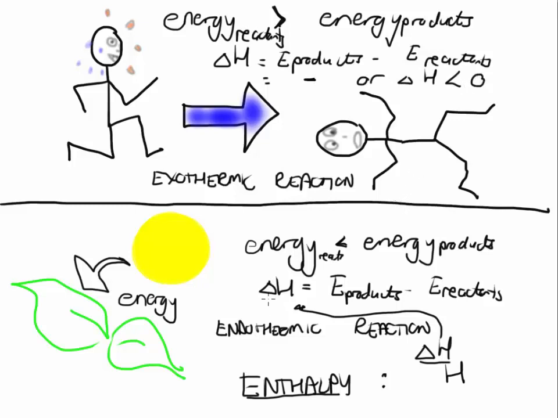If we look at our change in H formula for endothermic reactions, change in H equals E products minus E reactants, we know that the energy of the products will be larger than the energy of the reactants, and therefore our change in H will give us a positive value, or change in H is larger than 0. Remember that this is what we use to determine whether a reaction is endothermic or exothermic, the change in H.